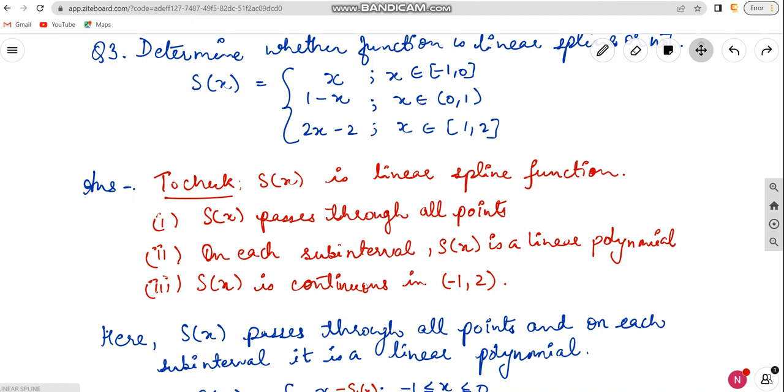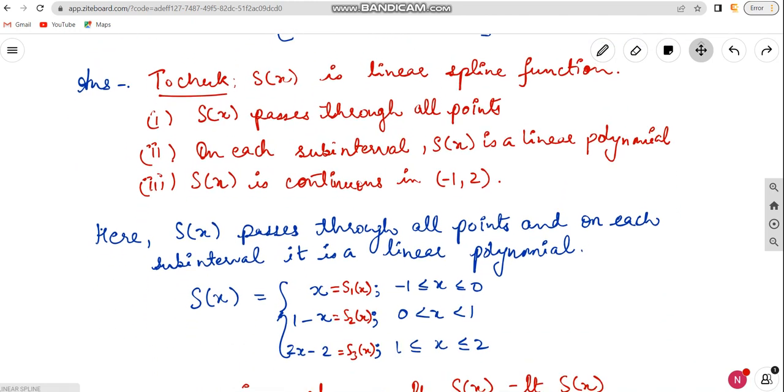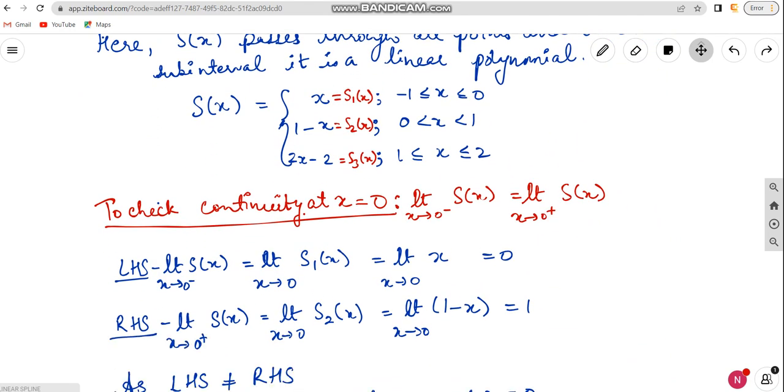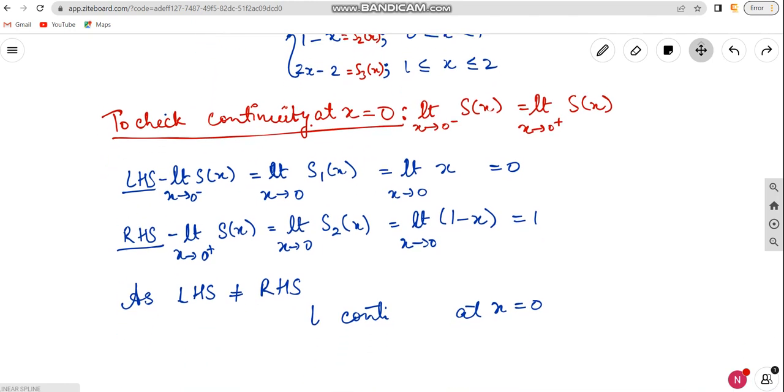That means we have to check that the function is continuous at the internal nodes only, that is x equal to 0 and x equal to 1. As the function is passing through all the points and on each subinterval it is a linear polynomial, we are left with the last condition only, to check the continuity at the internal nodes. To check the continuity at x equal to 0, I have to check that the limit as x tends to 0 negative of the function is equal to the limit as x tends to 0 positive of the spline function. Now, what are the left hand and the right hand limits?